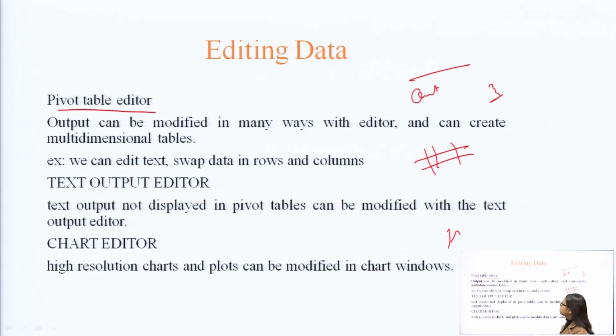Next editing tool is the text output editor. What does the text output editor do? Text output not displayed in pivot tables can be modified with the text output editor. It means the data which is not edited by the pivot table is edited by the text output editor. Next is the chart editor. High resolution charts and plots can be modified in the chart window.